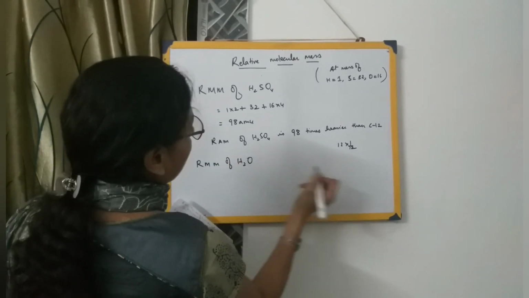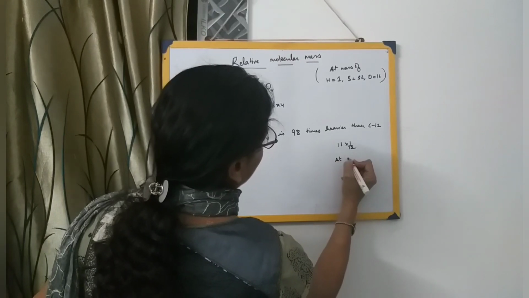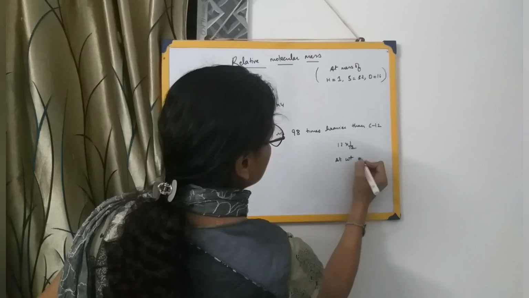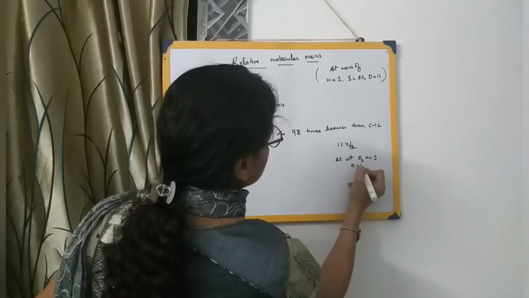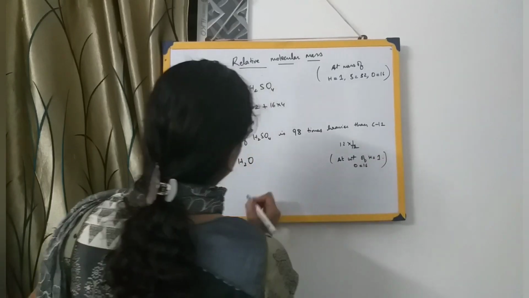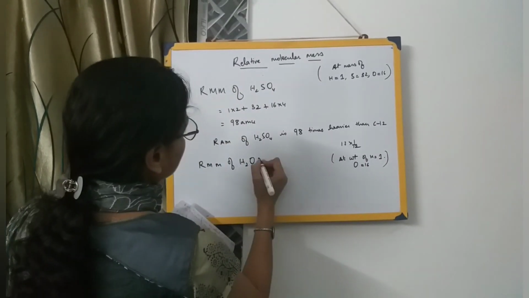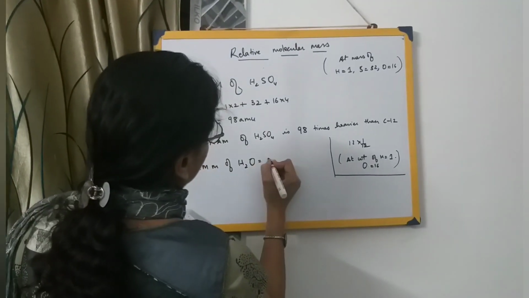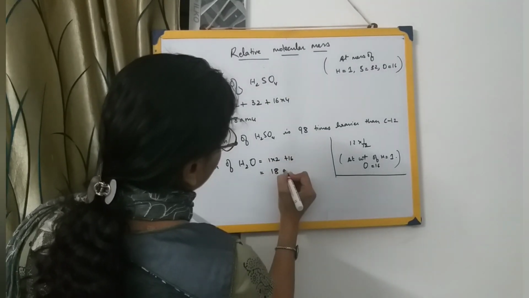So this will be what? Atomic weight of hydrogen, atomic weight or atomic mass is one and the same thing. Atomic weight of hydrogen is equal to 1. Then oxygen is equal to 16. So let us calculate over here: 1 into 2 plus 16. So we get this as 18 AMU.